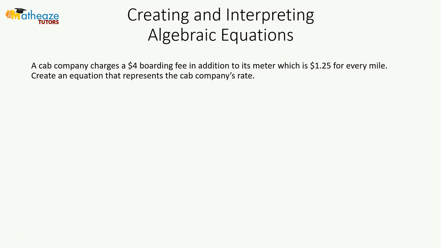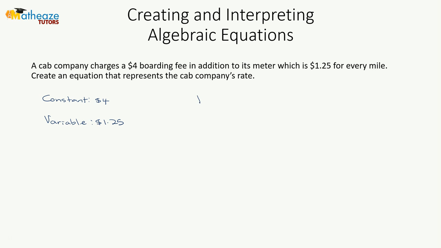Let's look at another one. A cab company charges a $4 boarding fee. That means every customer pays $4. Okay, so let's say a constant, and that's going to be $4. In addition to its meter, which is $1.25 for every mile. So this is variable because it changes. So this is $1.25. Create an equation that represents the cab company's rate.